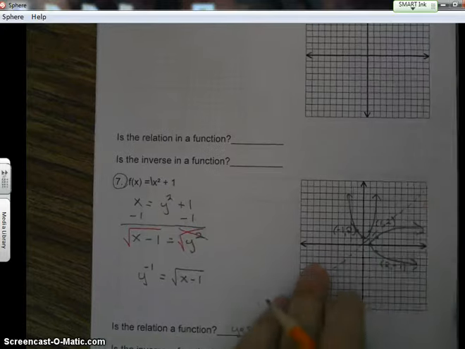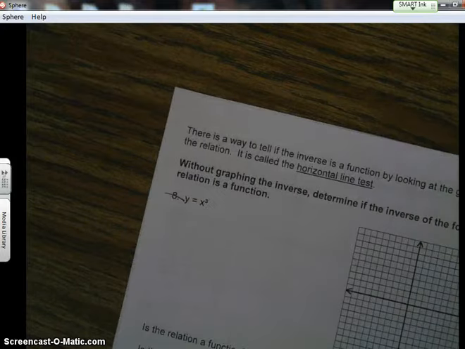Now, I know that some of you don't have graphs at home, so you're going to have to sketch this by hand. Sorry about that. And you don't have to do 8 on the back.